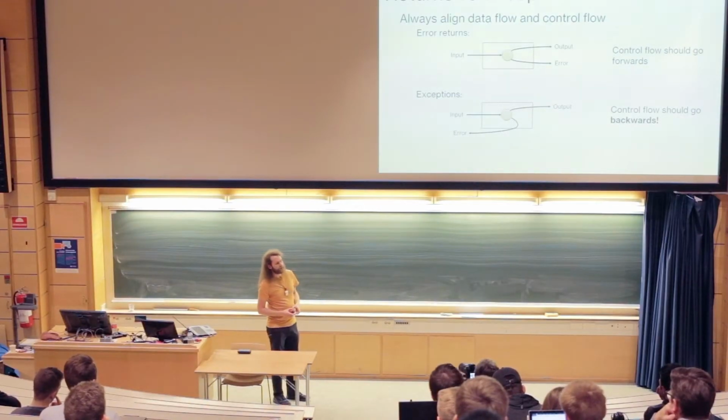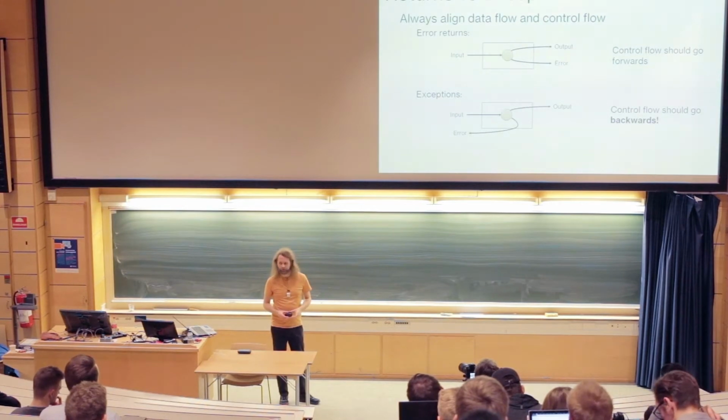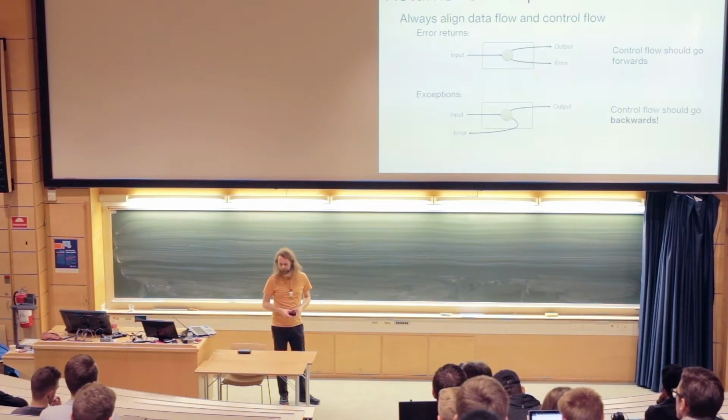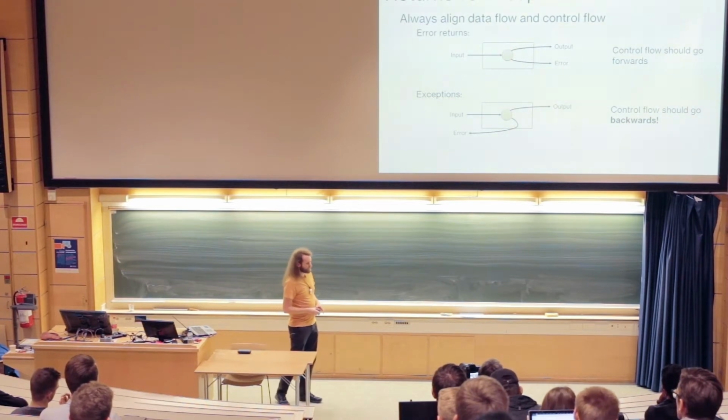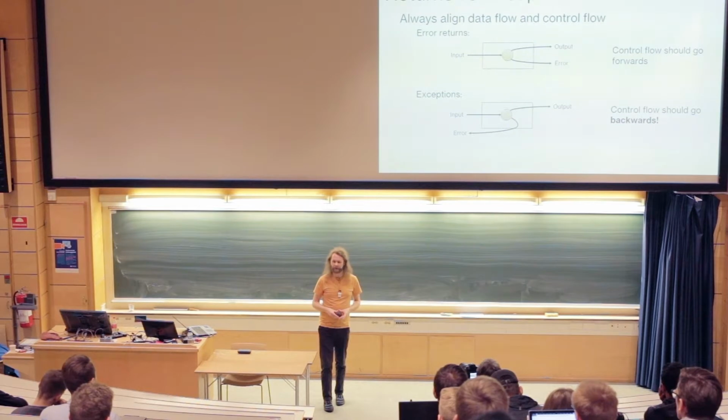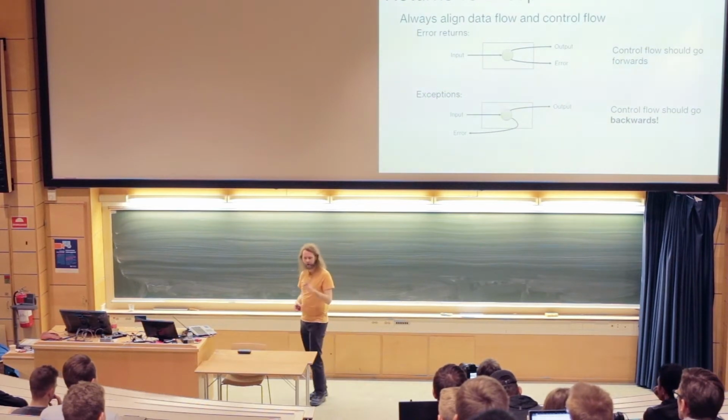So if we're doing error returns, our control flow goes forwards. So we used goto in order to go forwards in ways that we can't do with an if or a for or a switch. So if we're using exceptions, well, then our control flow should go backwards. Who knows about control flow operations that go backwards? Because you probably haven't used any of these before. Maybe some of the Go people have used one.